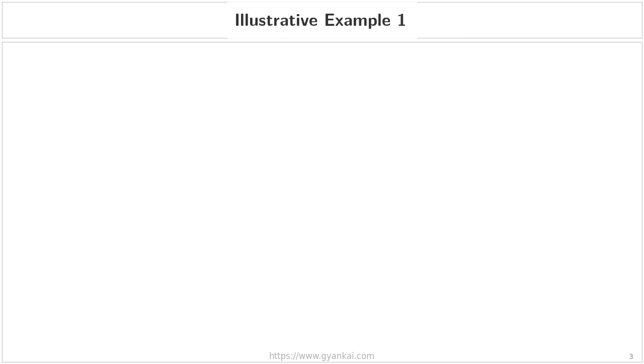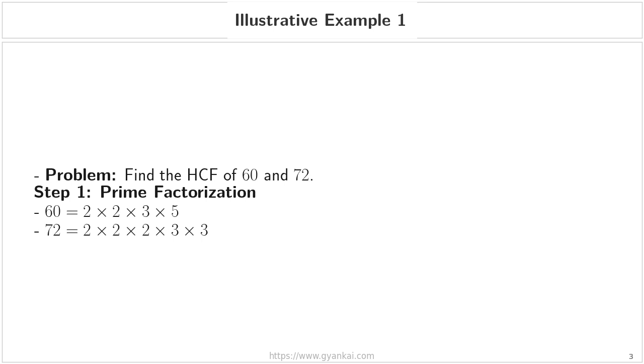Illustrative example 1. Now that we have understood the theory and the step-by-step process, let's put it into practice with our first illustrative example. Our problem today is to find the highest common factor, or HCF, of 60 and 72. To begin, we follow step 1, which is prime factorization. We need to break both numbers down into their most basic building blocks, their prime factors. For 60, we can express it as 2 times 2 times 3 times 5. For 72, we break it down into 2 times 2 times 2 times 3 times 3.